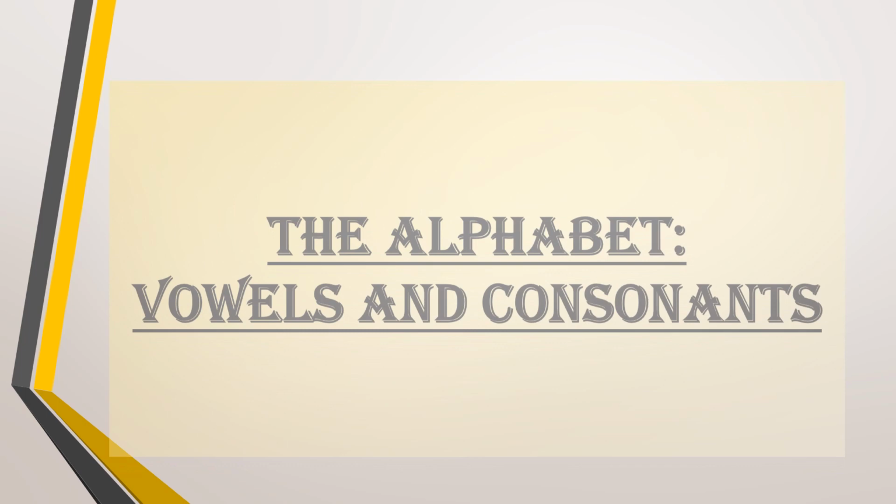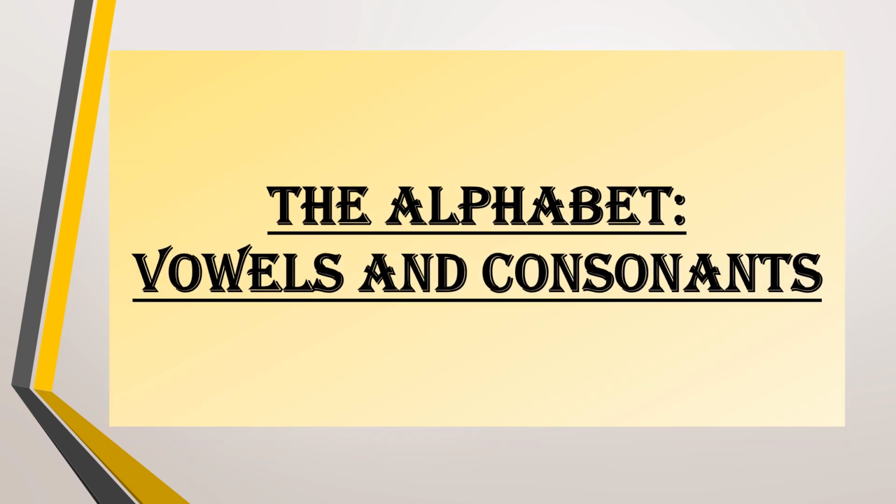Dear children, we have the first lesson of English grammar, that is the alphabet. In that you are going to study more about the vowels and consonants. So let's start the lesson.